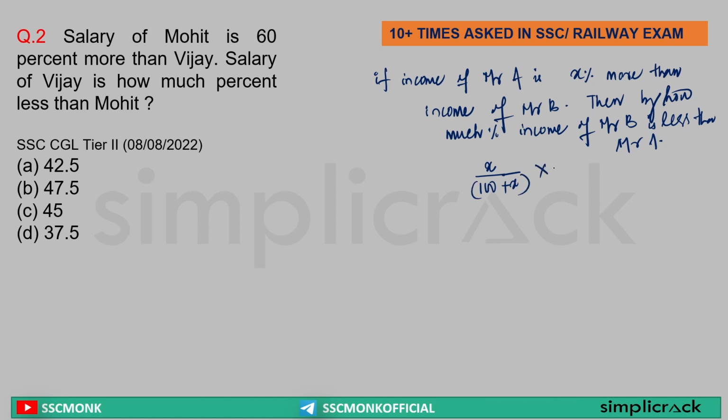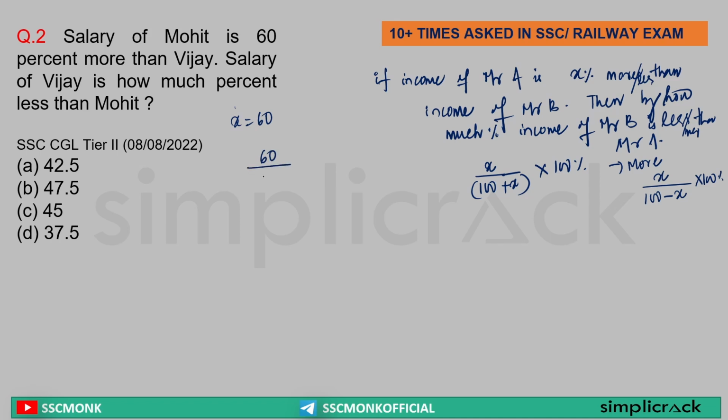Now if it says this is X percent less than Mr. B, then by how much percentage is income of Mr. B more? So in case of more, it will be X by 100 minus X into 100 percentage. This is the basic thing, so you should understand it carefully. Now, here it is saying salary of Mohit is 60% more than Vijay. That means my X is what? 60.